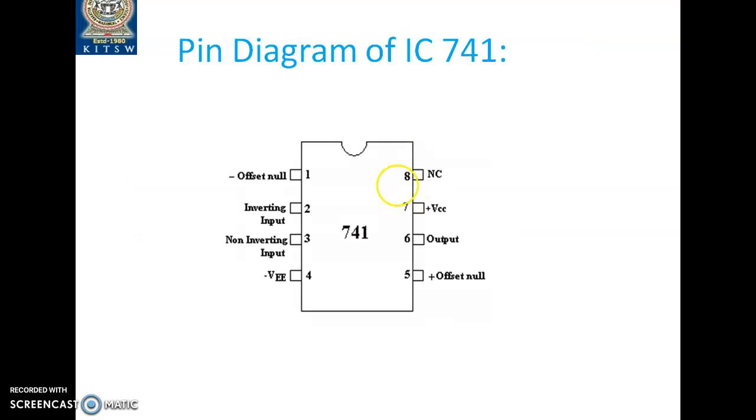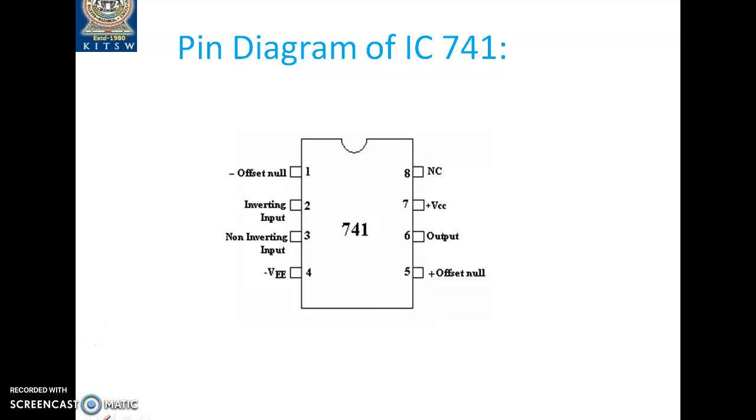This is a pin diagram. In every video I am putting the same thing. Please go through this pin configuration of IC741.